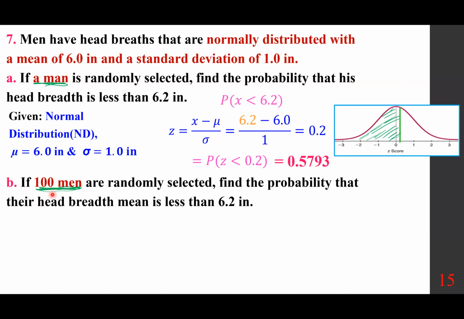So if 100 men are randomly selected, we want to find the same probability that their head breadth mean is less than 6.2. In other words, we want the probability of x bar less than 6.2. So we want to distinguish between the two.